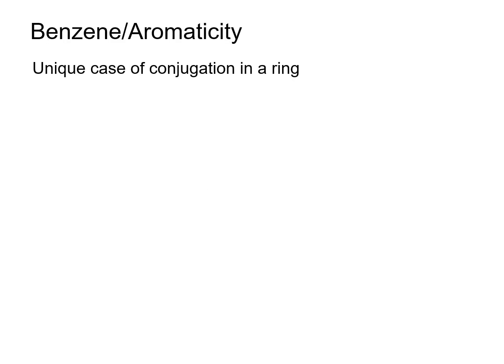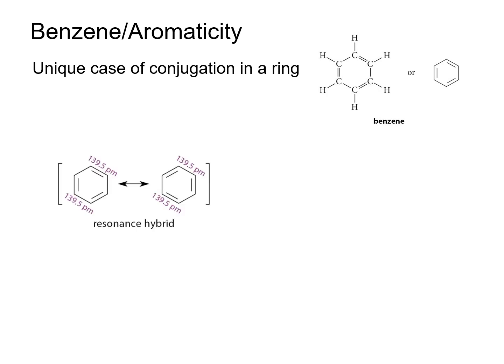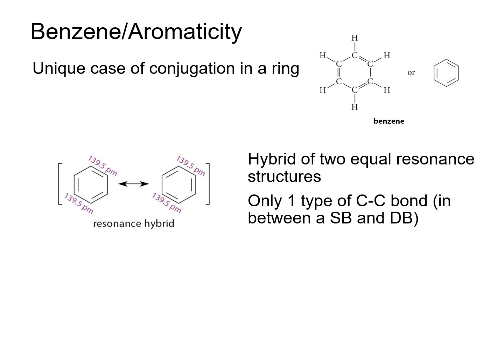A special kind of conjugation in a ring is known as aromaticity. The most common example of this is benzene, which we've seen before as a 6-membered ring with alternating single and double carbon-carbon bonds. What we now understand with conjugation is that these double bonds are not locked in these specific positions. Resonance allows them to move throughout the double bond, and what we actually see is a resonance hybrid where all of these 6 carbons are the same type, and it's a bond that's in between a single bond and a double bond.